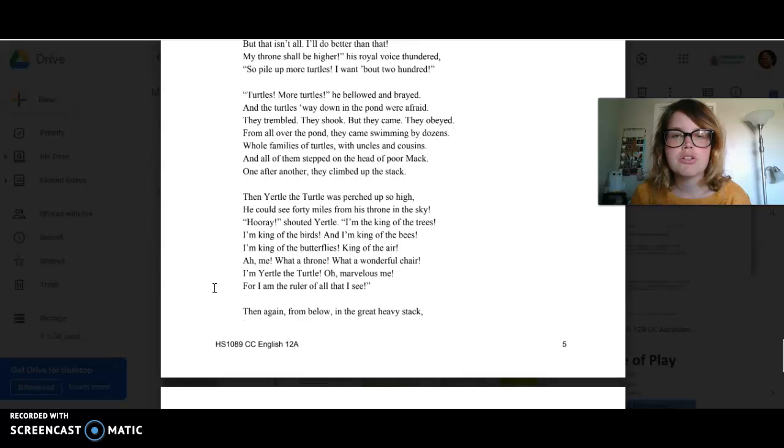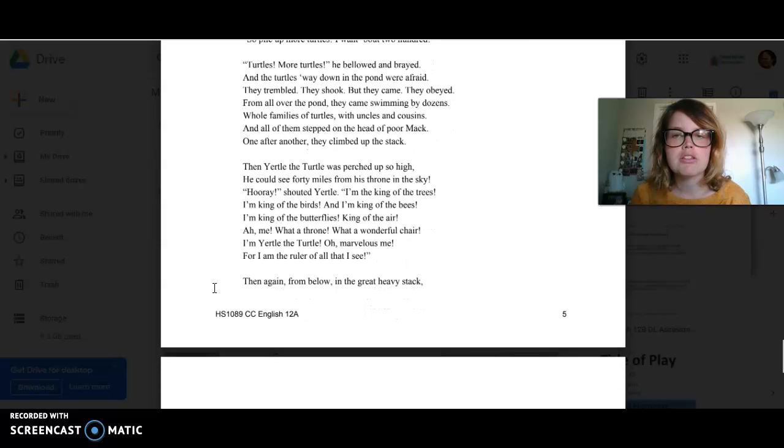Turtles, more turtles," he bellowed and brayed, and the turtles way down the pond were afraid. They trembled, they shook, but they came, they obeyed. From all over the pond they came swimming by dozens, whole families of turtles with uncles and cousins, and all of them stepped on the head of poor Mac. One after another they came up and climbed up the stack. Then Yertle the turtle was perched up so high he could see 40 miles from his throne in the sky.